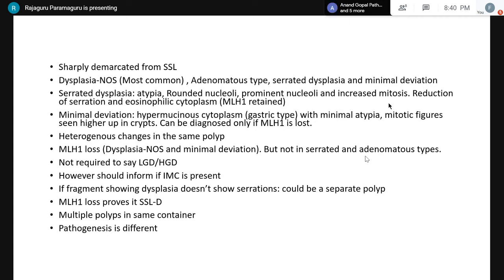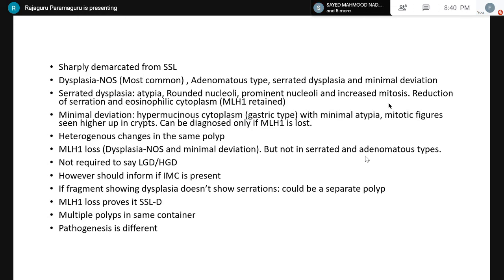I hope I have not confused anyone. And another important thing is that if in doubt, you can perform an MLH1, and if it is lost, it is going to prove that it is a sessile serrated lesion with dysplasia and not an adenomatous polyp.